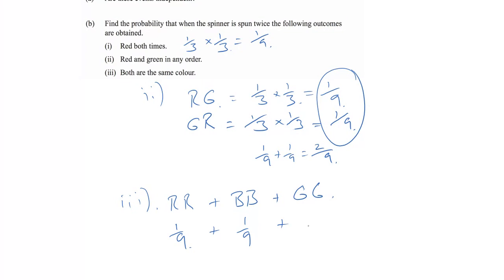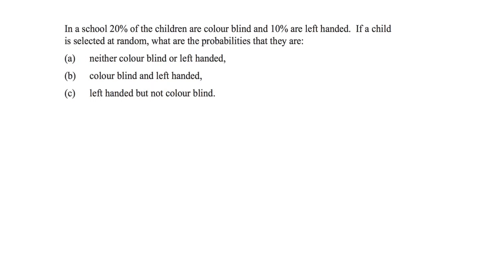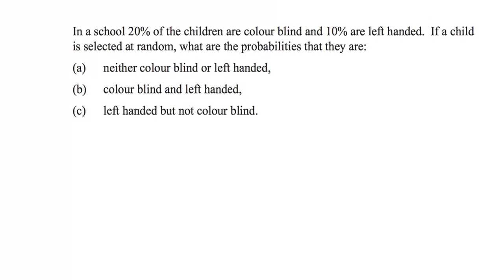Green followed by green is also, for the same reason, going to be 1 over 9. So if I want to find the likelihood of both being the same color, I'm going to need to add all 3 of these probabilities together. So this is going to be 3/9, which is, of course, 1 over 3. Right. Moving on, final example now.